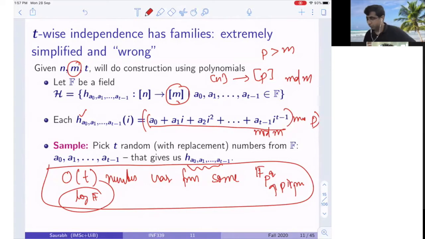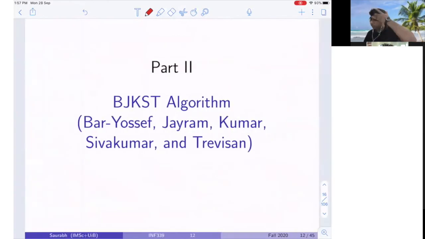Okay, so let me first tell you the first algorithm to do this, which was in 2000. Actually, there is a previous algorithm by Alon, Matias, and Szegedy, but first we will do this algorithm from 2002 by Bar-Yossef, Jayram, Kumar, Sivakumar, and Trevisan.